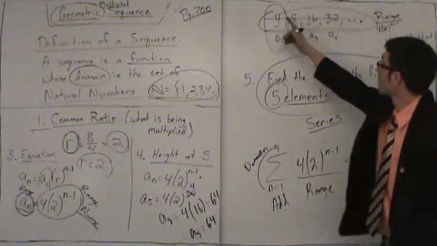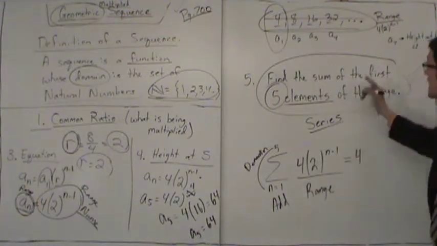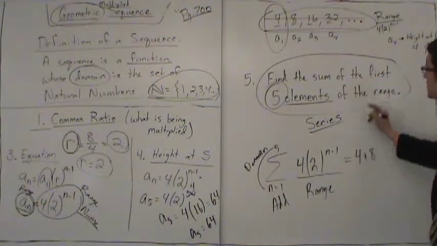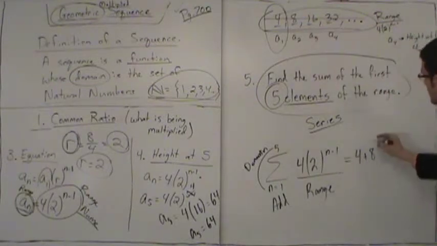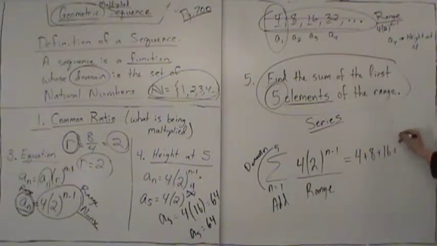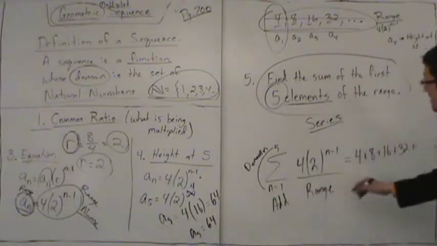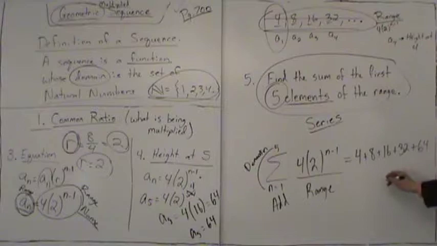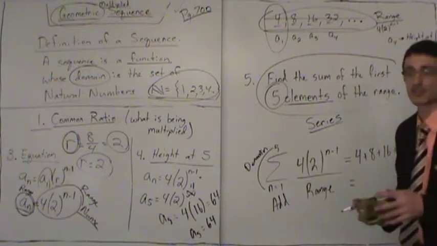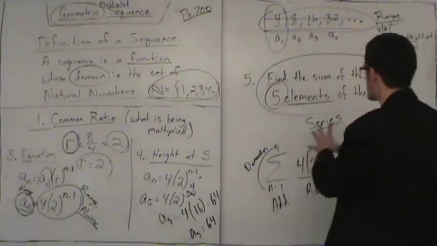What are they? Well, we have 4, add 8, which is the next element in the range, add 16, plus 32. And I think you guys can figure out the 5th. Well, we did calculate the 5th over here, yes. It is 64.